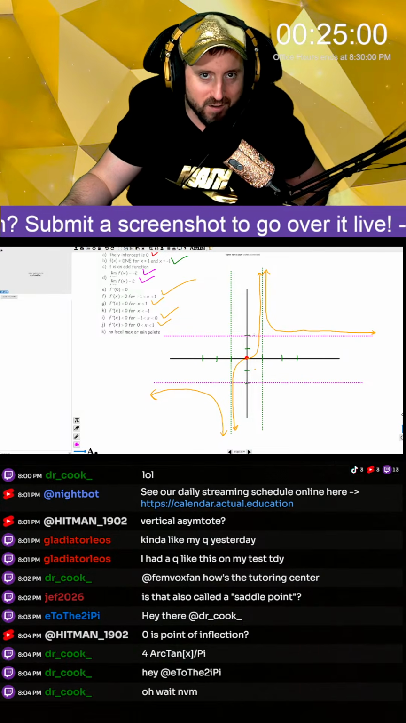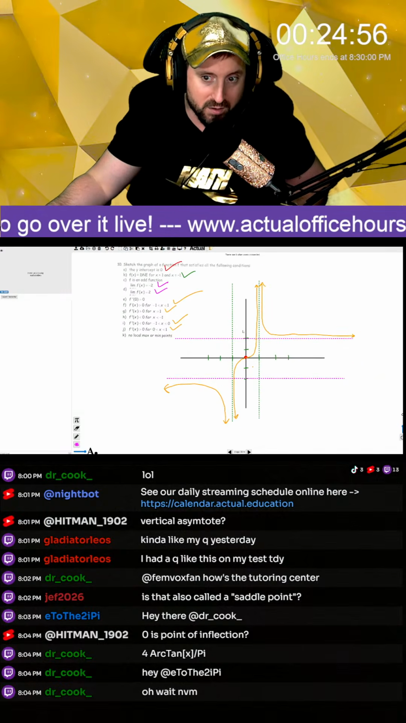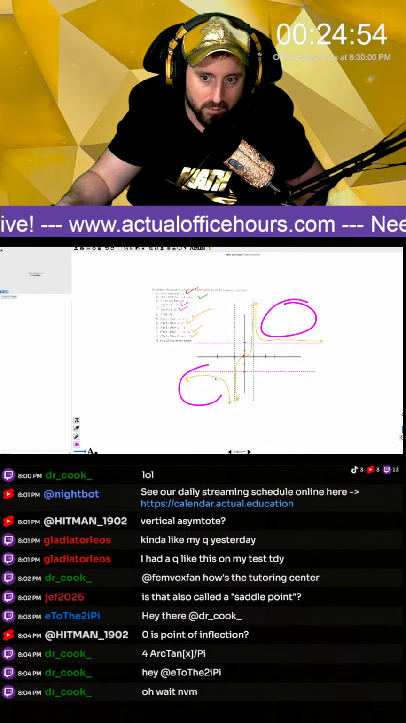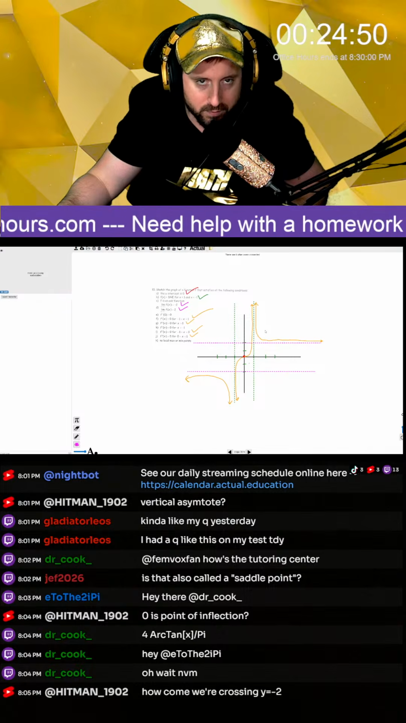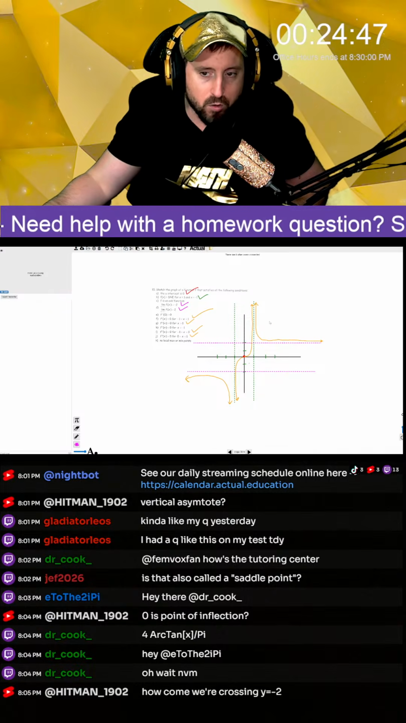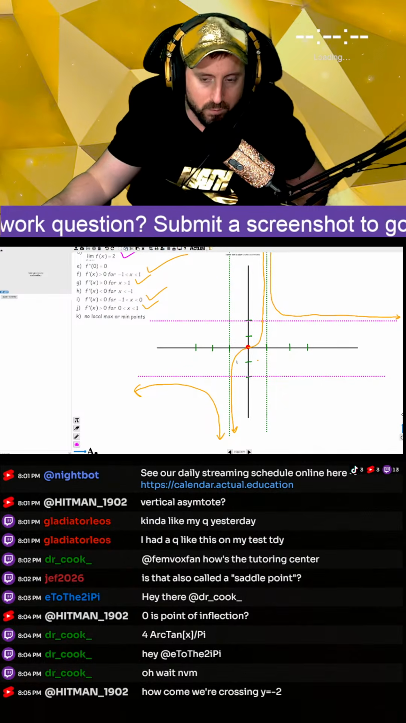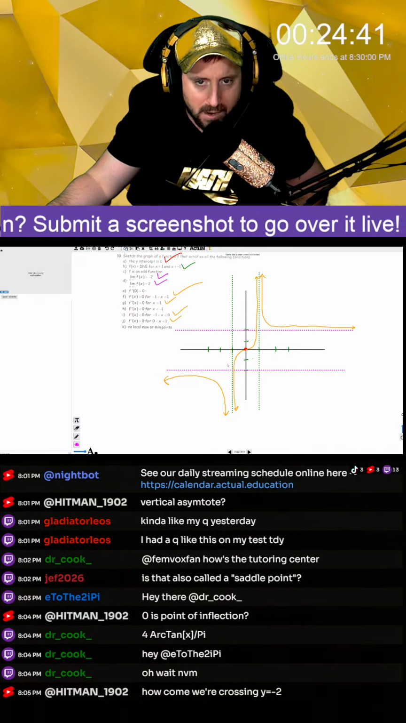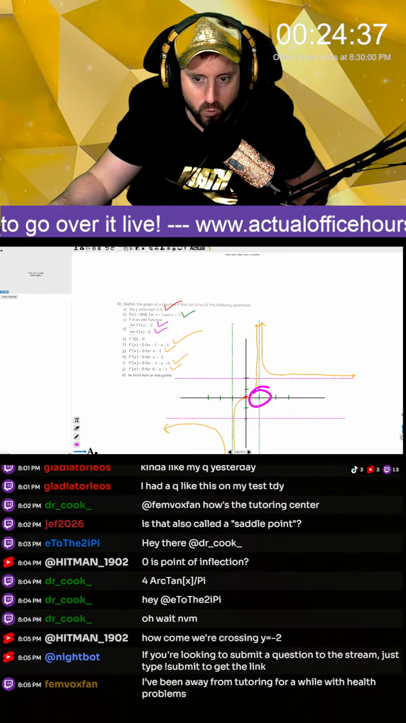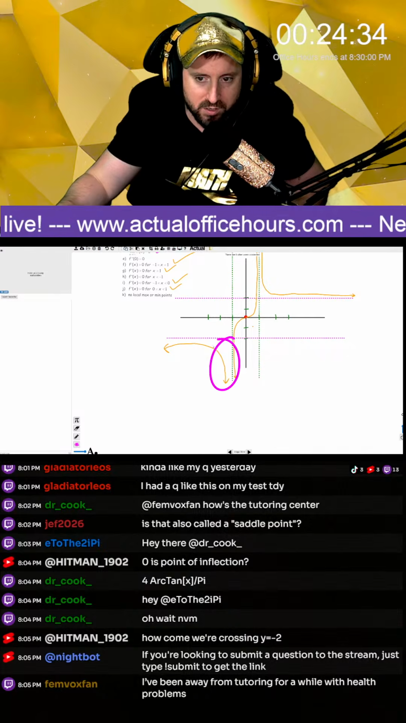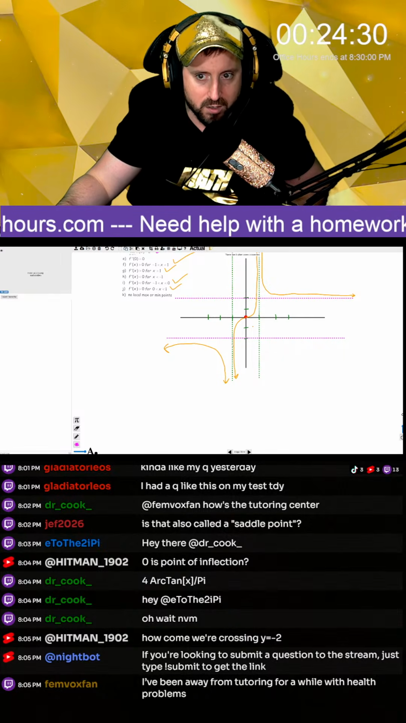Dr. Cook says 4 arctan of x divided by pi. It almost looks like arctan, but then there's this weird behavior, right? Like how does this happen? I don't think you have to know the actual graph. How come we're crossing at y equals -2? Because this is an asymptote. I assume it's an asymptote when it says the function does not exist at -1 and 1. So if the function doesn't exist, then I assume it's asymptotic.